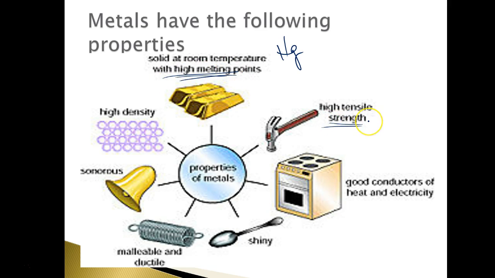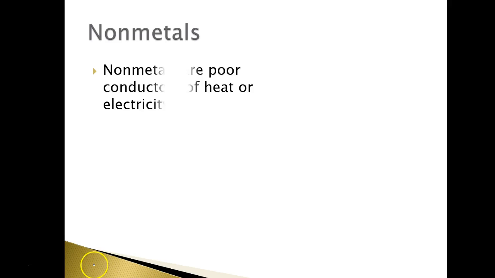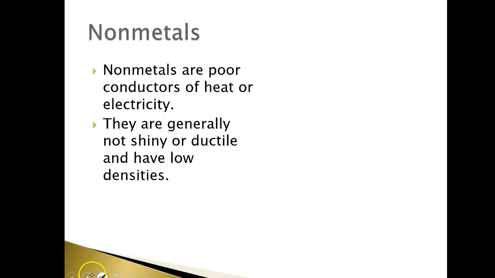They tend to have high melting points. High tensile strength means you can hit them and they don't break very easily. They are good conductors of heat and electricity. They tend to be shiny. Malleable means they can be bent without breaking. And ductile means they can be turned into a wire. Sonorous means they make noise when you hit them. And they have a high density. They're packed pretty tightly.